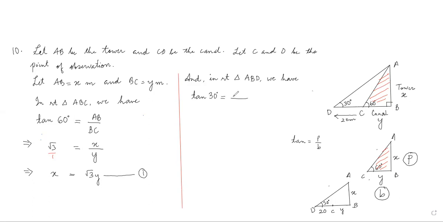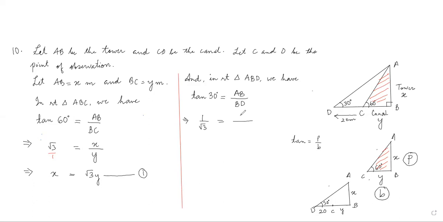perpendicular AB over base BD. Tan 30 value you should memorize: 1 by root 3. So 1 by root 3 equal to AB over BD.